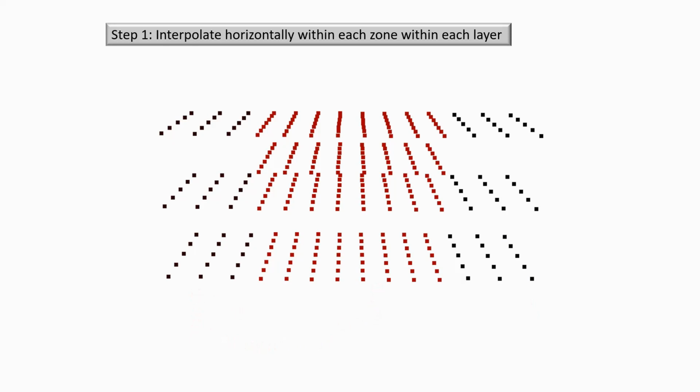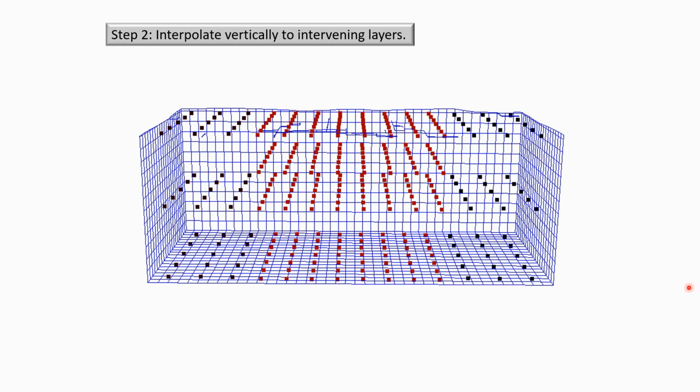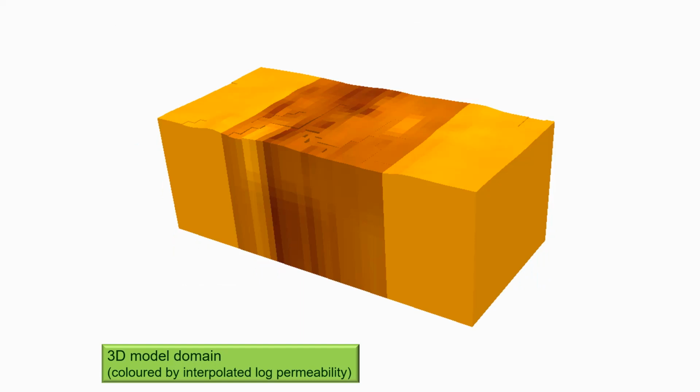Parameterization of the model domain took place in a number of steps. Firstly, two-dimensional interpolation was undertaken in each one of those layers, in each one of those zones. So interpolation here took place independently from interpolation here, independently from interpolation here, etc. That was step one. Step two was to undertake interpolation in the vertical direction between the layers that were informed by horizontal interpolation during the previous step. So we ended up with this disposition of log permeability, colored according to the log of permeability in this figure.